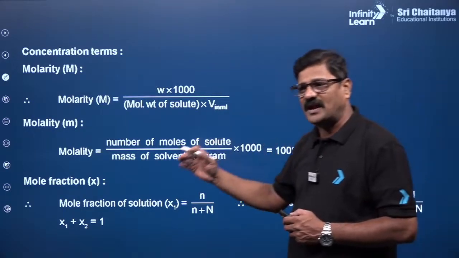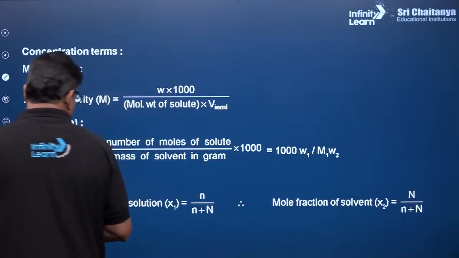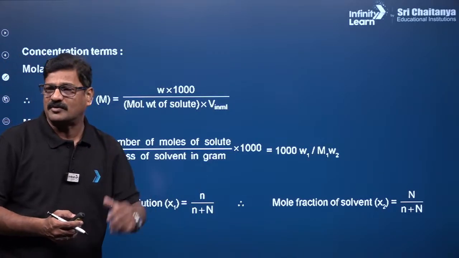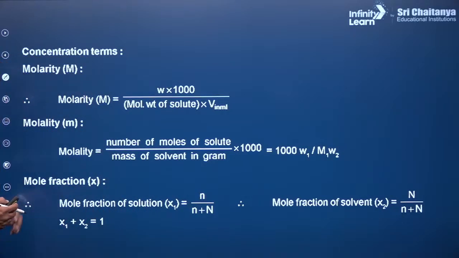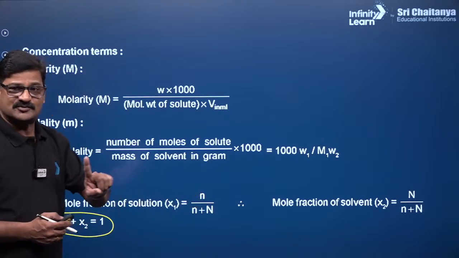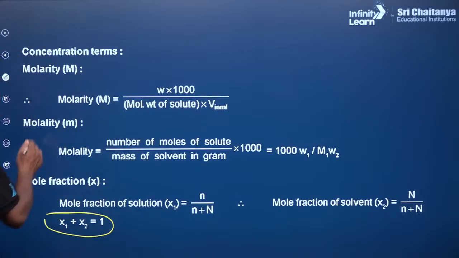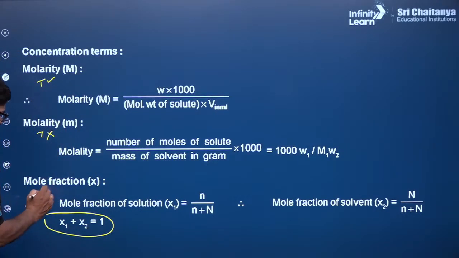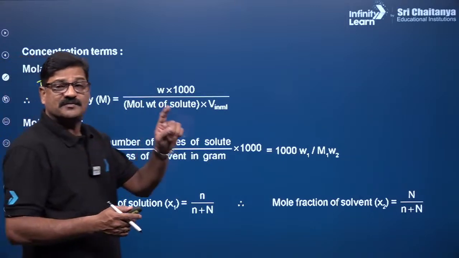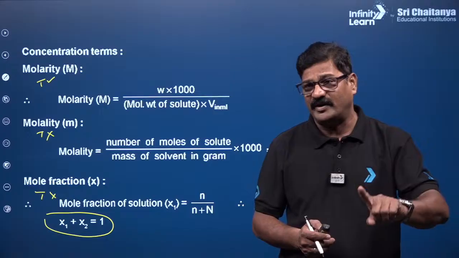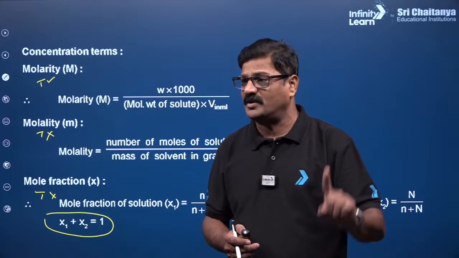And mole fraction is the ratio of number of moles of a component to the total number of moles. And the sum of the mole fractions is always equal to 1 because it has no unit here. Mole fraction has no unit. Temperature dependent hai, temperature independent hai, temperature independent. Which of the following concentration terms is dependent on temperature, independent of temperature? Like these questions can be asked.